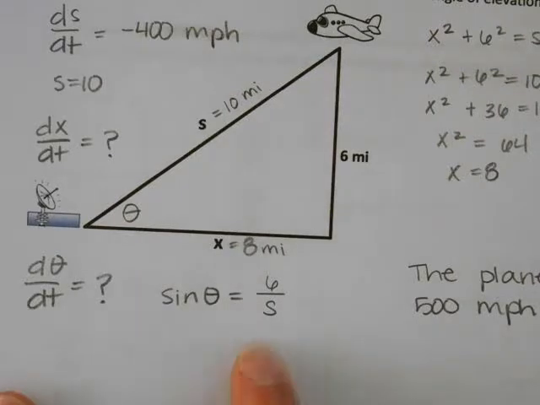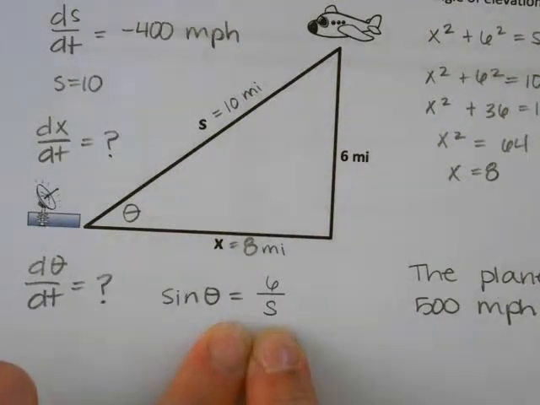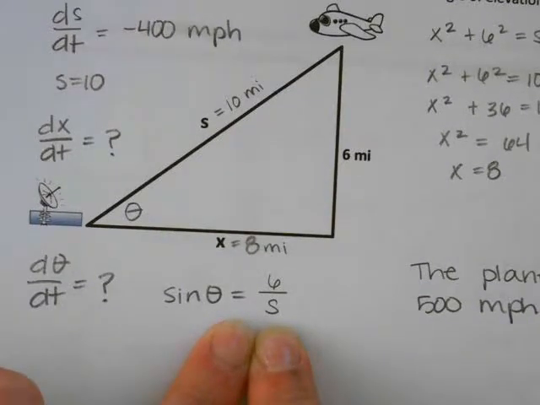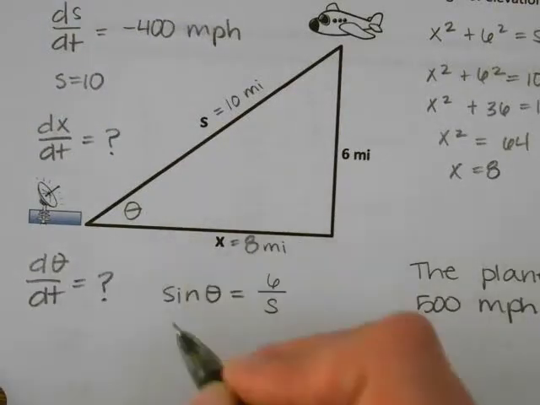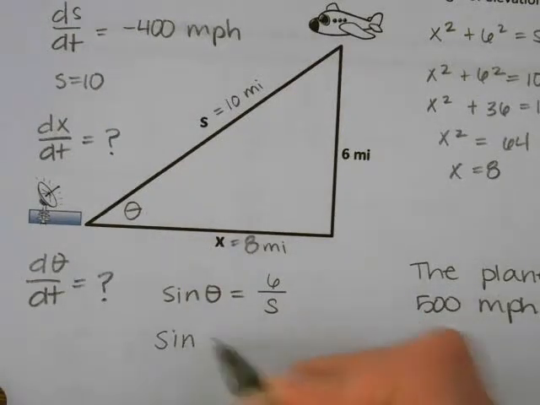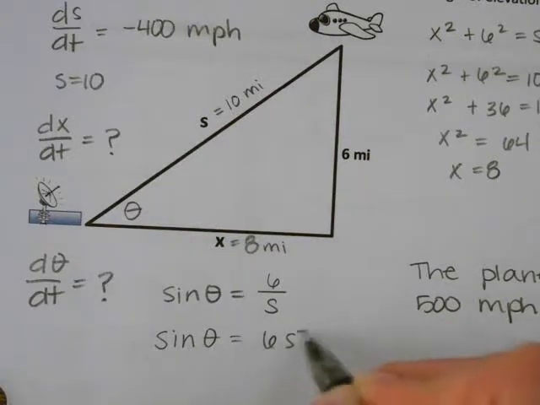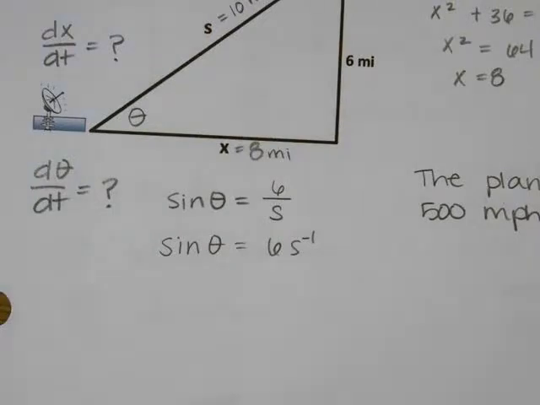Okay. Yes. Good? Okay. So when we take the derivative of this, I do not want to have to do a quotient rule if I don't have to. So I'm going to rewrite that as 6s to the negative 1, just to make it a little easier. I like to be tricky.